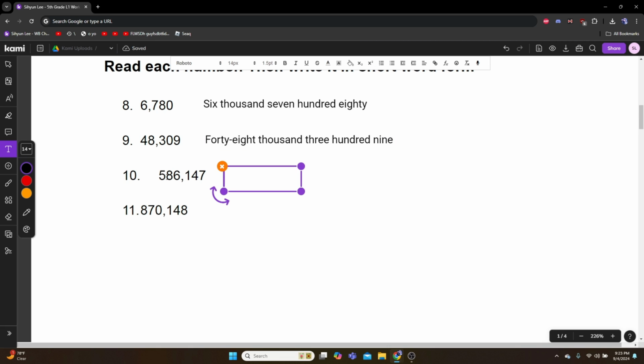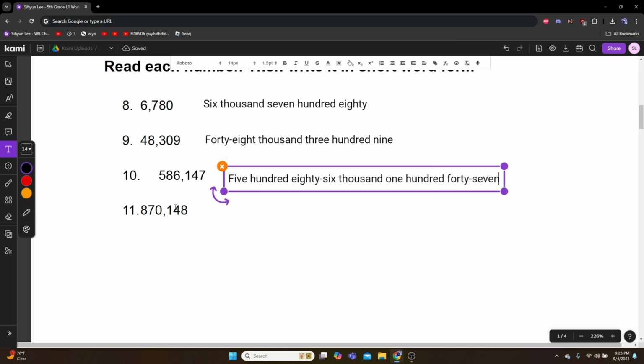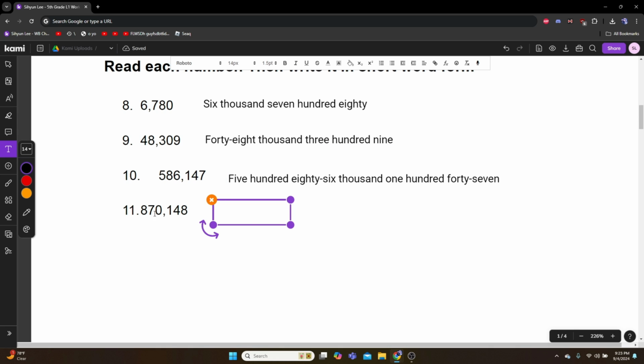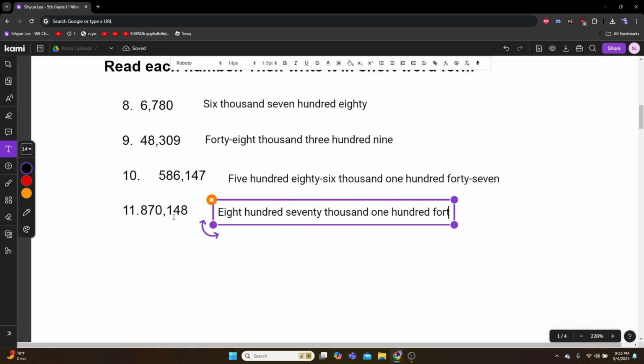For number 10, we would say the 586 first in the thousands. So we would say 586,000 and then 147. For number 11, we would say 870 first. So 870,000, 100, and then 48.